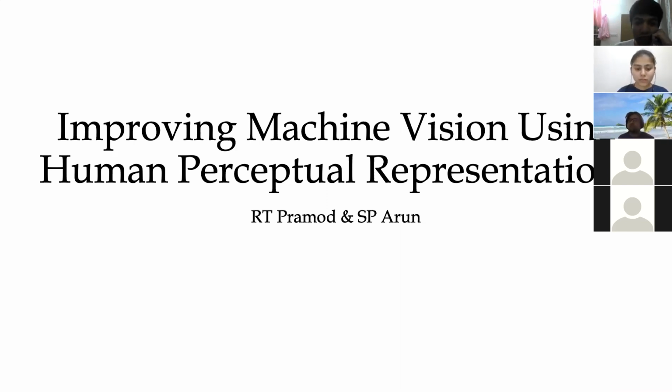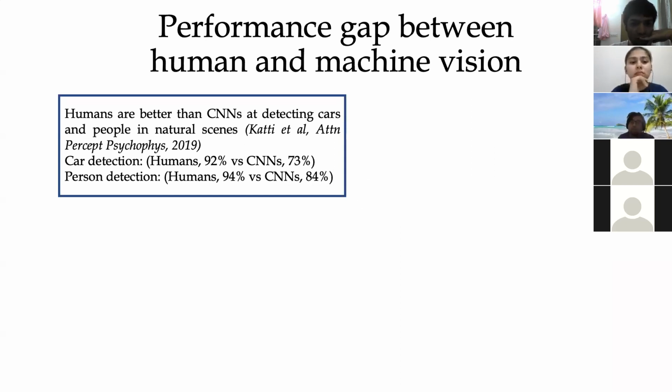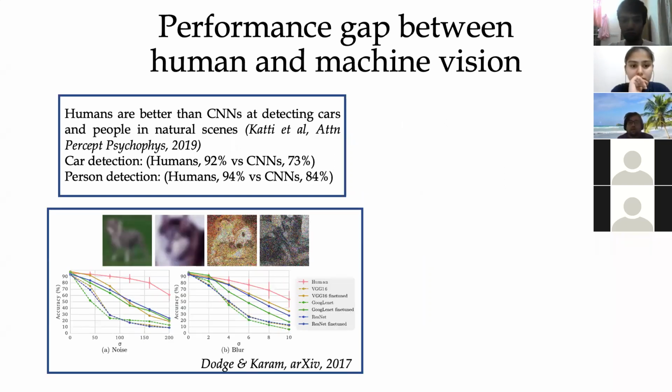Every day we hear stories about how machine learning and specifically deep learning has revolutionized computer vision. A specific class of these models called convolutional neural networks, or CNNs, have shown impressive performance on object recognition tasks. However, they're still inferior to humans in many aspects. Humans are better at detecting cars and people in natural scenes, with a 10 to 15% performance gap between humans and CNNs. Humans are also better at recognizing objects under various distortions, in this example, Gaussian blur and noise.